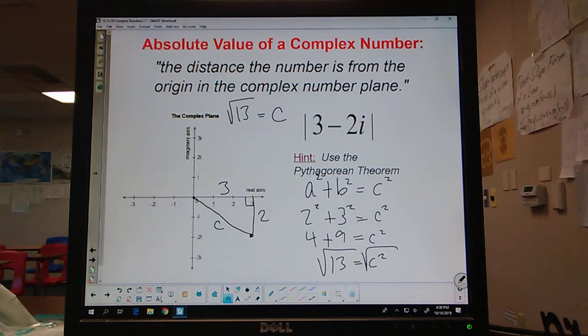I know I told you whenever you apply the square root, you have to put the plus or minus. However, in this case, you don't use the negative because, again, it's the distance, and there is no negative distance. So your absolute value, the distance from the origin to the complex number, is square root of 13.